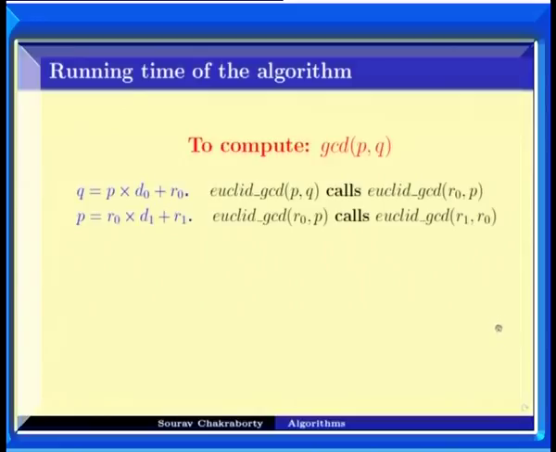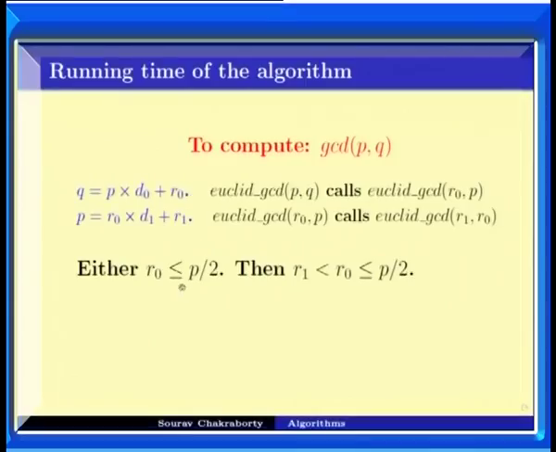Now, let us see. In the first case, either R0 is less than or equal to half of P, which is P by 2. In that case, R1, which is strictly less than R0, will be less than or equal to P by 2. So if R0, the remainder in the first step itself, was less than P by 2, then R1, the remainder in the second step, will be less than P by 2.